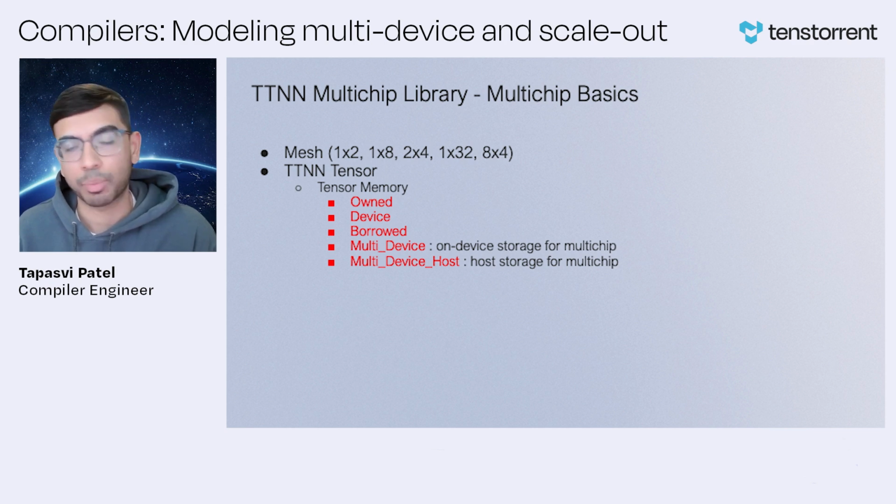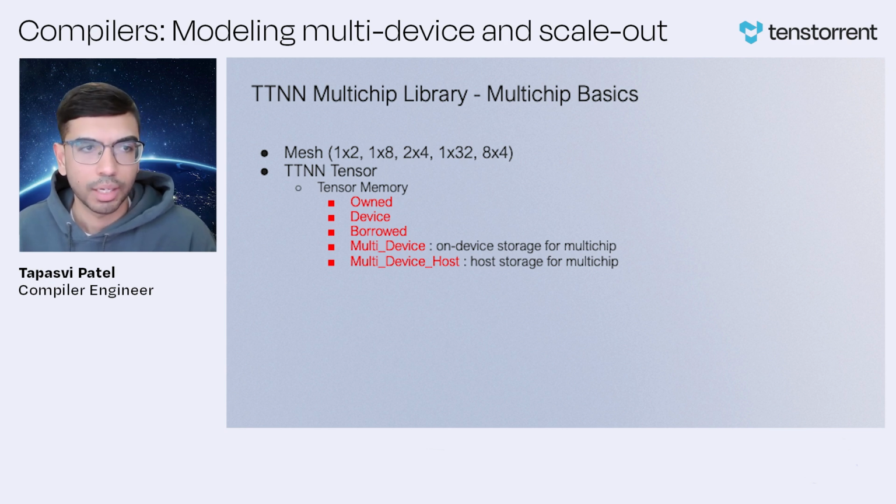Here we have a representation of the devices that are available on our system. We can create meshes in various different shapes, 1x2, 1x8, 2x4, 1x32, 8x4, and their reverses as well. And all of these correspond to the different cards that you saw on the previous slide, depending on how many cards you have. You can also create submeshes. So if you want, let's say in your 8x4 system, you want to create 4 2x4 meshes, for example, that is also possible.